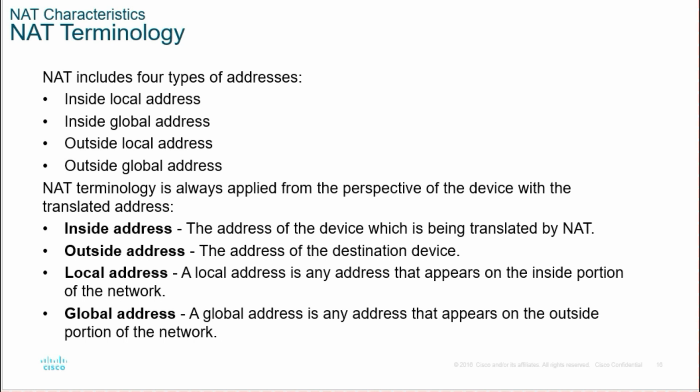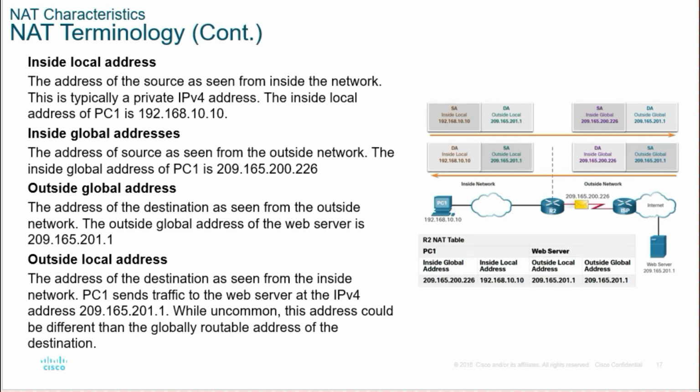Local address is any address that appears on the inside portion of the network, atau maksudnya di sini the private IP, and global address is address that appears on the outside portion of the network, which is the public IP. So the inside and the outside adalah mengambil reference kepada the NAT router. The inside network is on this interface that is configured as the inside.